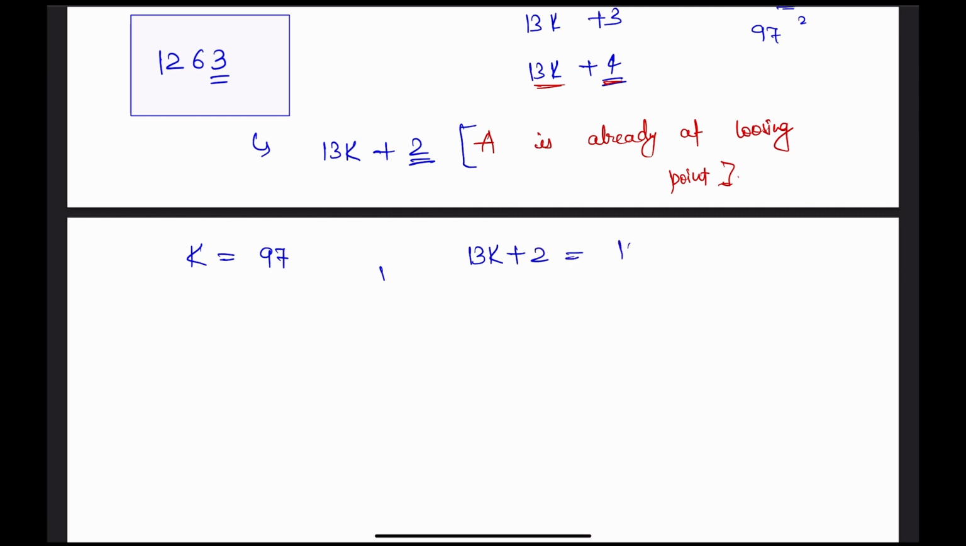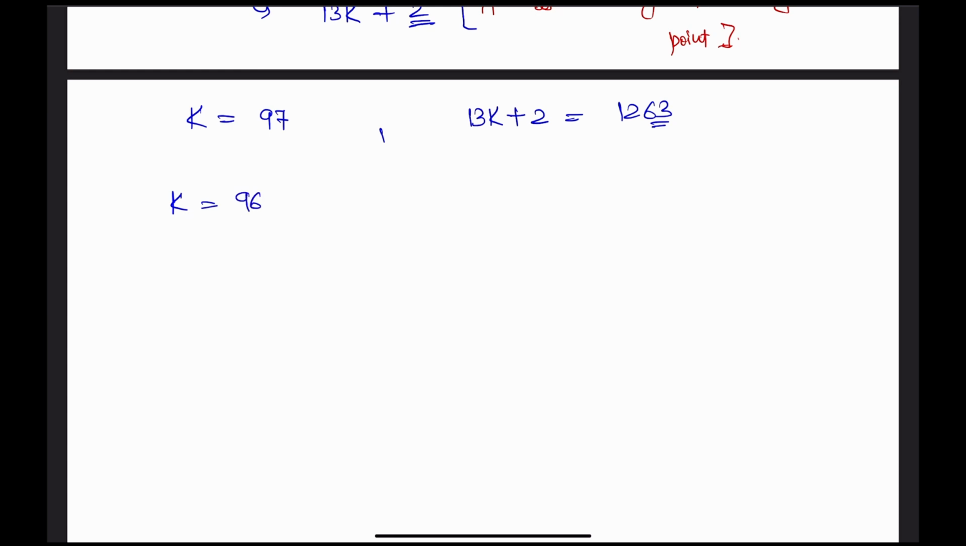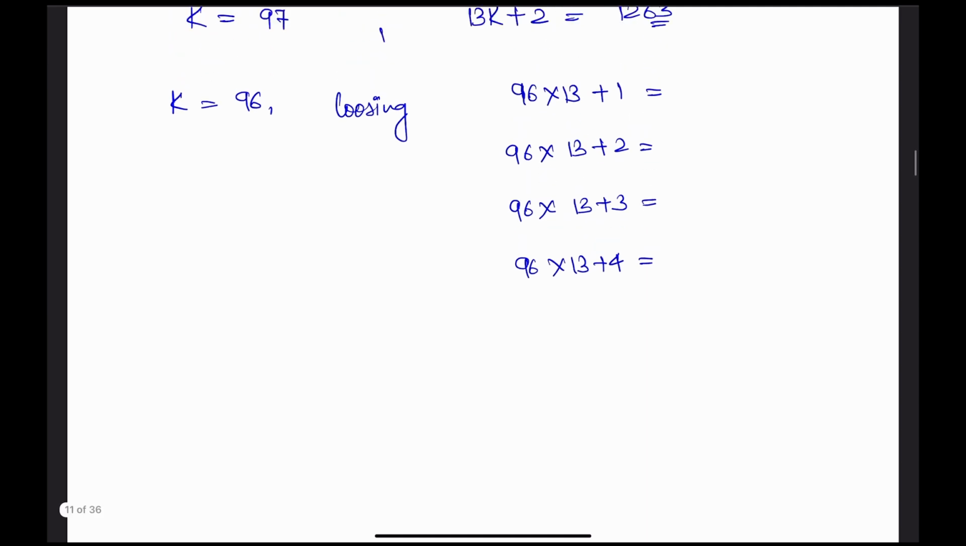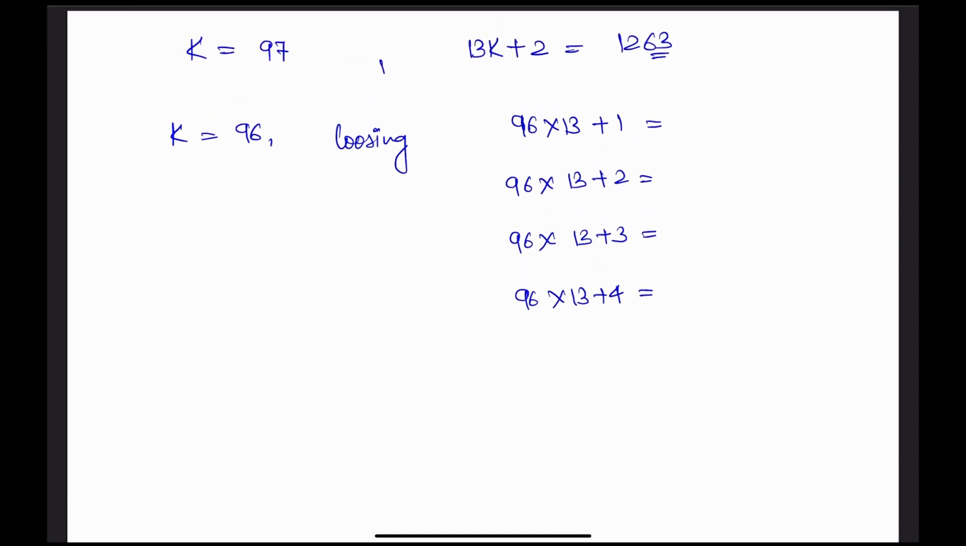plus 2 is 1263. So if k is 96, then our losing series will be 96 into 13 plus 1, 96 into 13 plus 2, 96 into 13 plus 3, 96 into 13 plus 4. So 96 into 13: 6 times 3 is 18, 8 carry 1; 9 times 3 is 27, plus carry 28... it comes to 1248, then 1249, 1250, 1251, 1252.